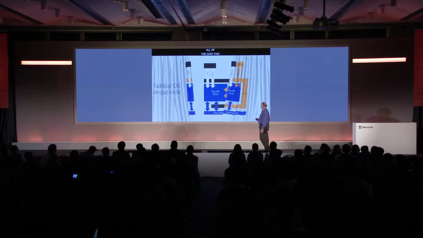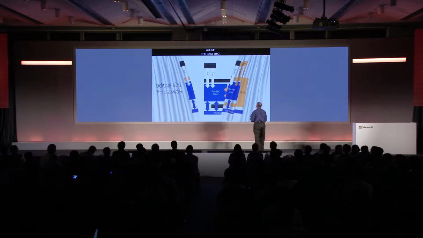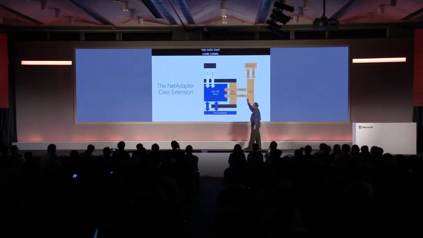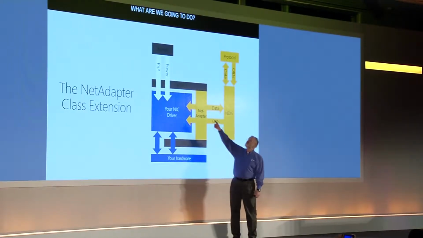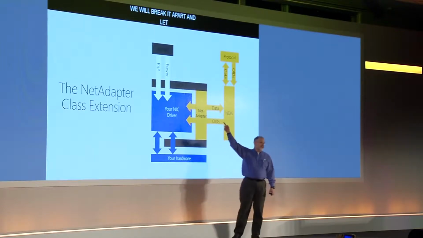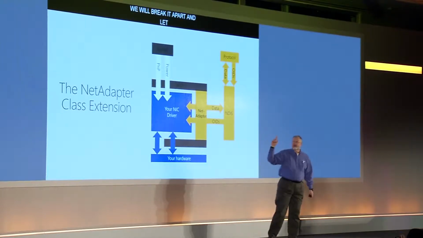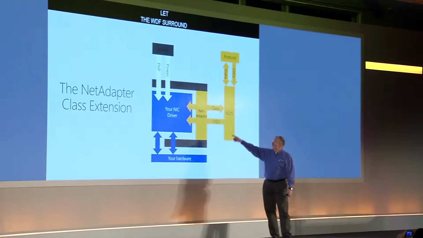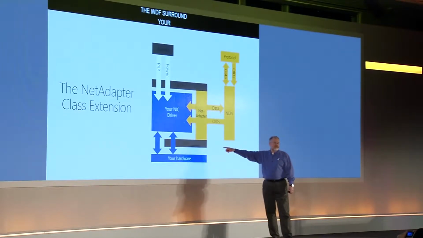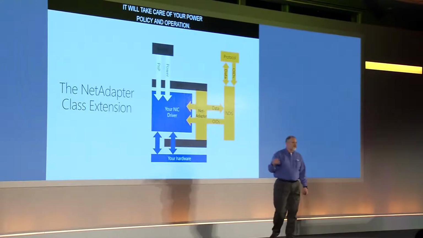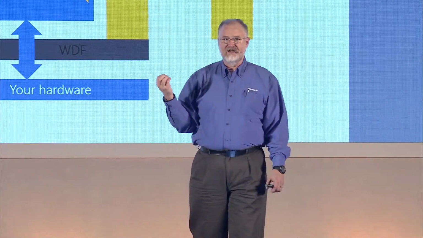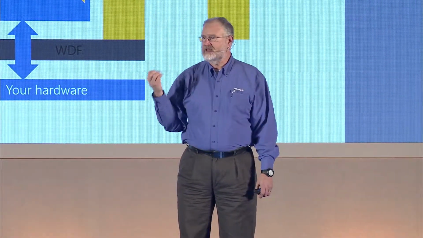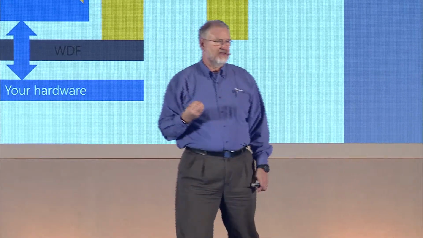So what are we going to do? We're going to break it apart and let the Windows Driver Framework surround your NIC. It will take care of all the PNP, power policy, and power operation. It takes care of doing all that, and we extend it with a class extension called NetAdapter, so that now when OIDs arrive, they come as a WDF object. And it's this plain, same kind of object handling that you do for everything else in WDF.